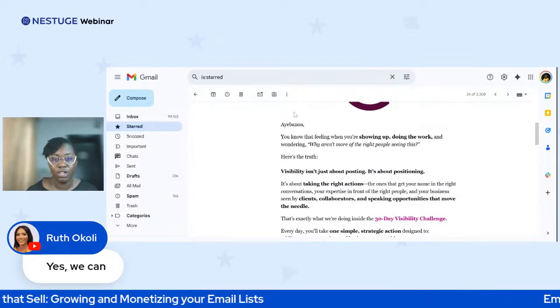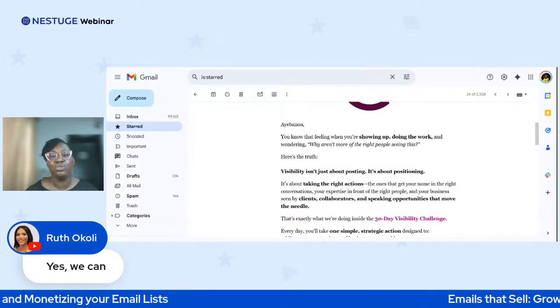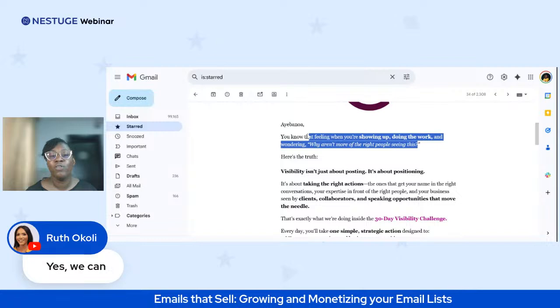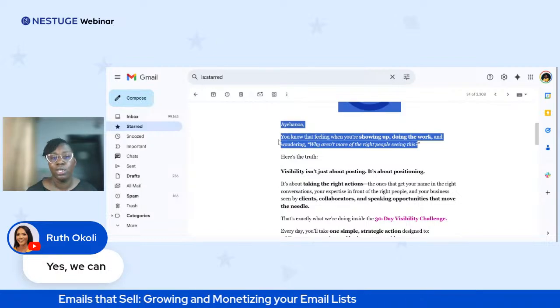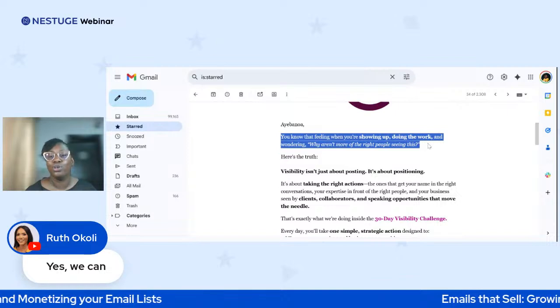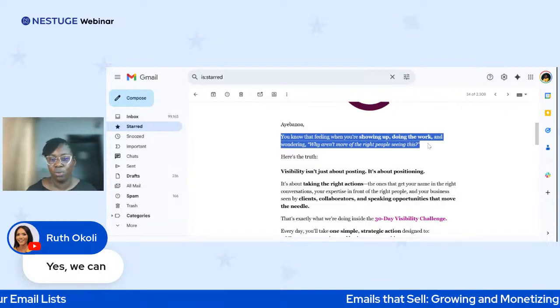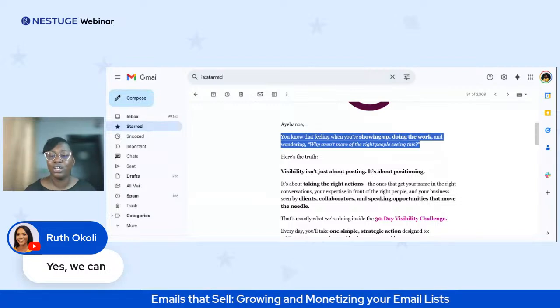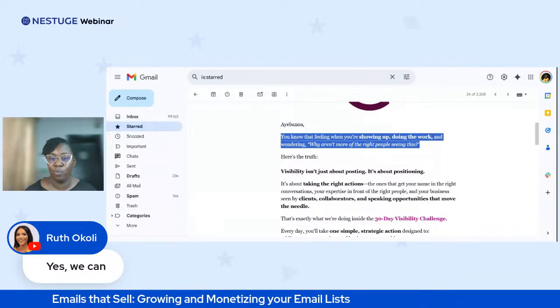Now, when we go into this visibility strategy, let's look at how she started. She started by calling my name. You know that feeling when you're showing up, doing the work and wondering why aren't more of the right people seeing it? Now, this is coming from a problem angle. Remember our past framework? This is a problem angle. So you're doing the work, you're showing up, but the right people aren't seeing it. Maybe you're getting requests, but they're not the kind of people you want to get requests from. That's the problem.